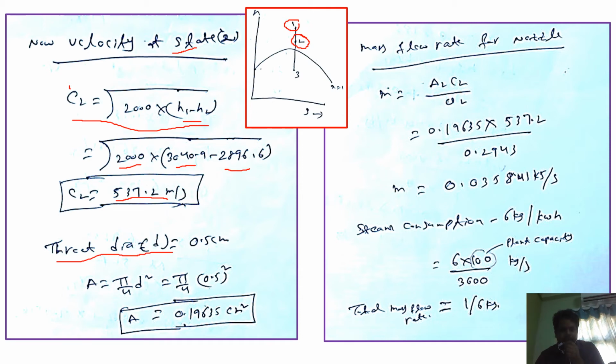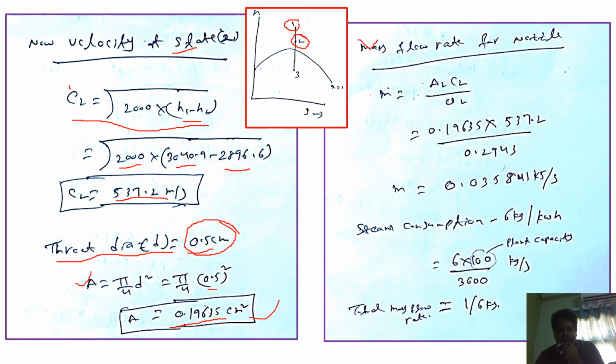Now we can also find the throat diameter. The throat diameter is already given in the problem, that is 0.5 centimeter. So from this data we can find the cross section area. Area equals pi by 4 d square, pi by 4 into the d value 0.5 centimeter square. So the cross section area is 0.19635 centimeter square.